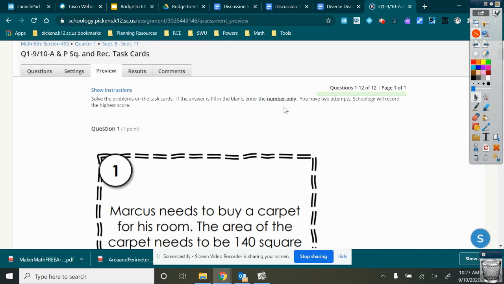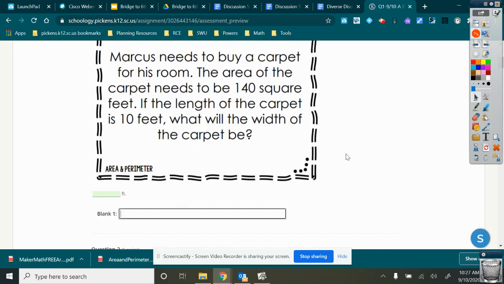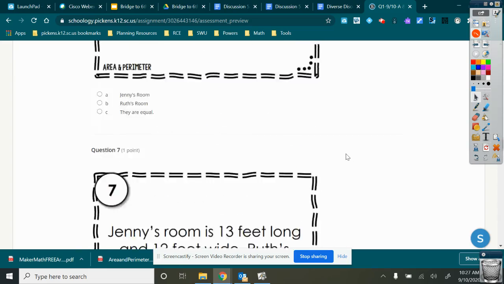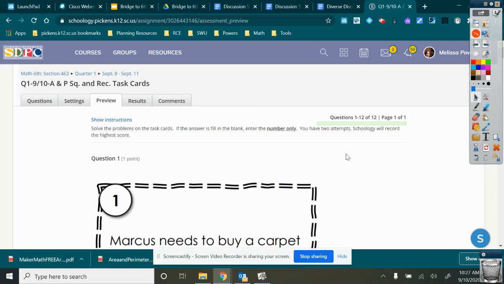You're just typing in the blank what should be going on this line, and you wouldn't write the units twice. So just put in the number, not the units, and you'll have 2 attempts, and Schoology will record your highest score. There's 12 questions on here. Some are multiple choice, some are fill in the blank. And this is your assignment for today, but the due date is tomorrow. And remember, we'll have a catch-up day tomorrow for you to get this work done.